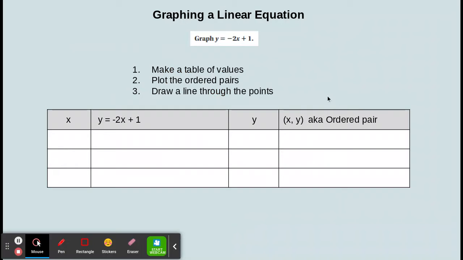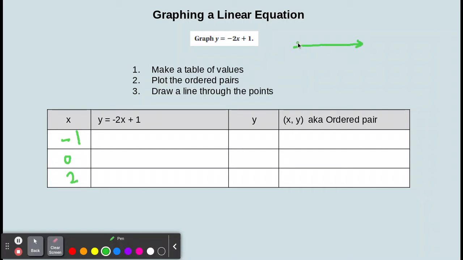So when we want to graph a linear equation, for instance, this linear equation y equals negative 2x plus 1, we have 3 steps we want to do. And the first is to make a table of the values. So for that, we would pick, for instance, x equals negative 1, x equals 0, and x equals 2. So you want to choose on your x-axis some points that are to the right in the positive direction, probably the origin, and then 1 or 2 points that are negative. So let's start with choosing x as being negative 1.